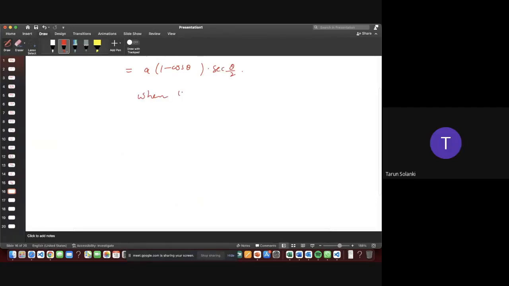So when theta equals pi by 2, the length is a (1 minus 0) times sec pi by 4, that is root 2 a. Okay, so this is our final answer.